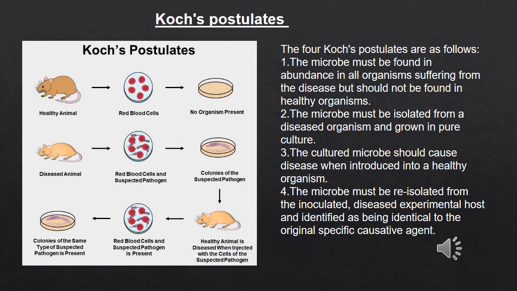Koch's postulates. The four Koch's postulates are as follows. 1. The microbe must be found in abundance in all organisms suffering from the disease but should not be found in healthy organisms. 2. The microbe must be isolated from a diseased organism and grown in pure culture. 3. The cultured microbe should cause disease when introduced into a healthy organism. 4. The microbe must be re-isolated from the inoculated, diseased experimental host and identified as being identical to the original specific causative agent.